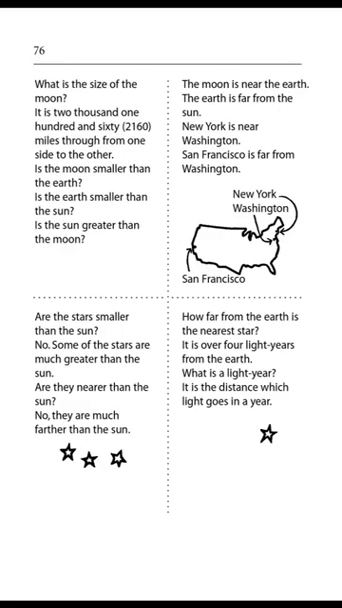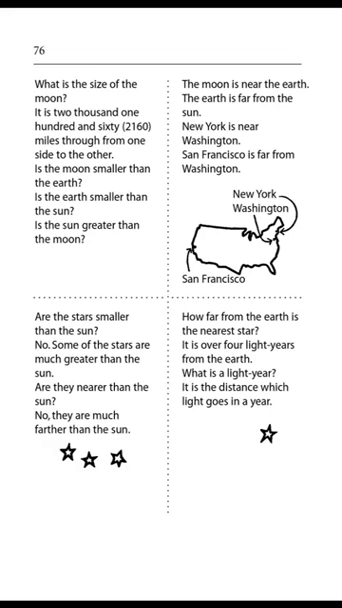Page 76. What is the size of the moon? It is 2,160 miles through from one side to the other. Is the moon smaller than the earth? Is the earth smaller than the sun? Is the sun greater than the moon? The moon is near the earth. The earth is far from the sun. New York is near Washington. San Francisco is far from Washington.